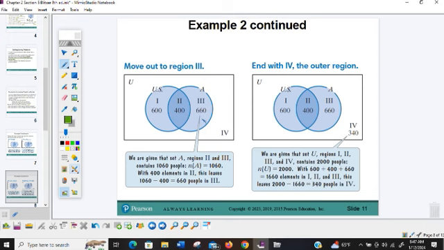Now the only thing left to figure out is, what about the people out here? The people from Mexico who don't agree, okay? So we want to take 2,000 and subtract all these numbers because we know it's supposed to add up to 2,000 and we're missing some people. There are 340 that are missing, and that makes all of this add up to the 2,000 total.